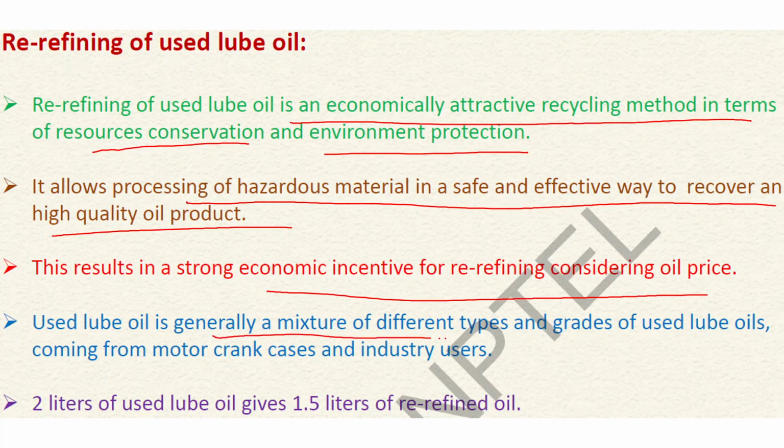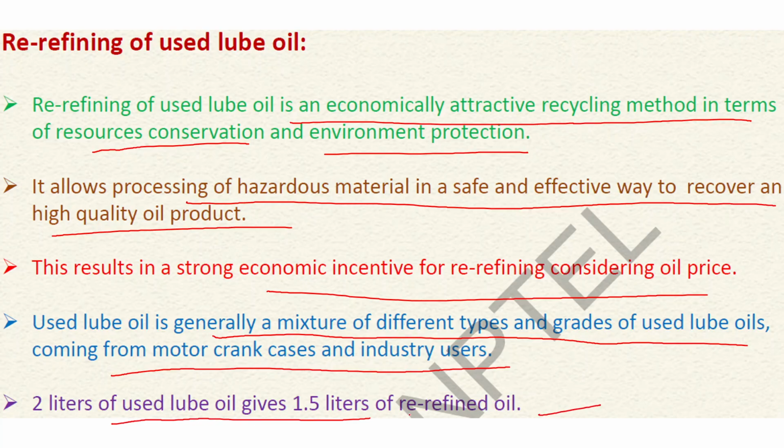Used lube oil is generally a mixture of different types and grades of used lube oils coming from motor crankcases and industrial users. And basically, the efficiency is that 2 liters of used lube oil gives about 1.5 liters of re-refined oil, which is quite feasible, as we can see.